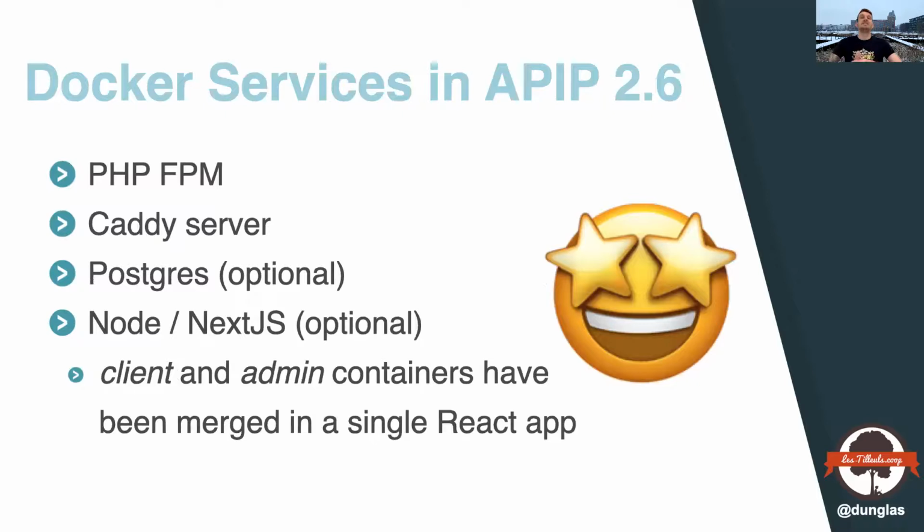So in API Platform 2.6, the distribution is now very easy to use. There is still PHP, because it's mandatory. There is the Caddy server. And there is Postgres and Node for Next.js, which are optional. In 2.5, there was a Node.js container for the client and a Node.js container for the admin of API Platform. Now it's a single React application.